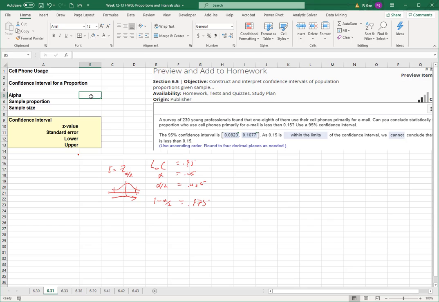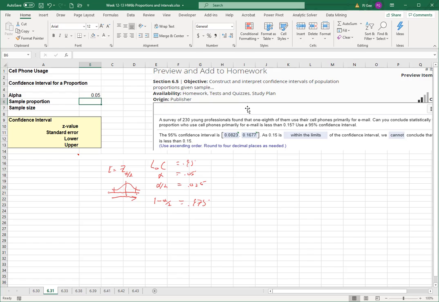So alpha is going to be equal to, it's kind of funny, we do alpha and then we go get the confidence level, right? Okay, so alpha is going to be equal to 1 minus 0.95. I forgot the minus there.